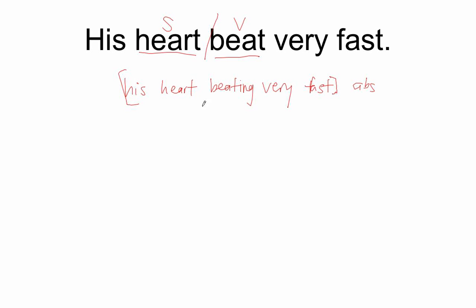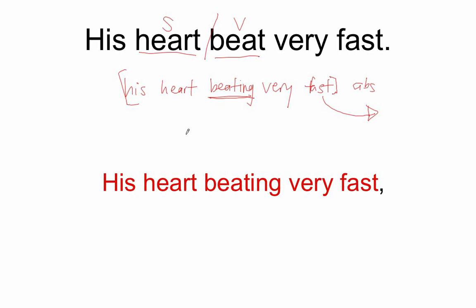Now, the reason why it's an absolute phrase is, first and foremost, it cannot stand alone. This verb is a verbal, it's incomplete, and it needs to attach itself to a core sentence to make it a complete sentence. So let's take a look at what J.K. Rowling did in her writing. So his heart beating very fast, which is your absolute phrase here.